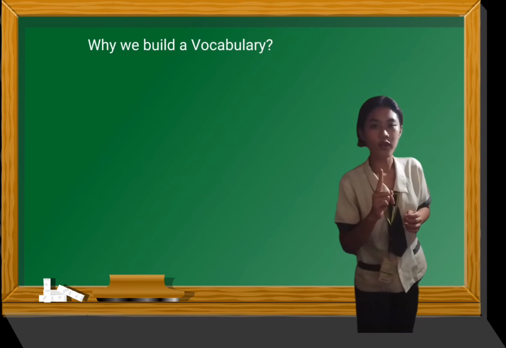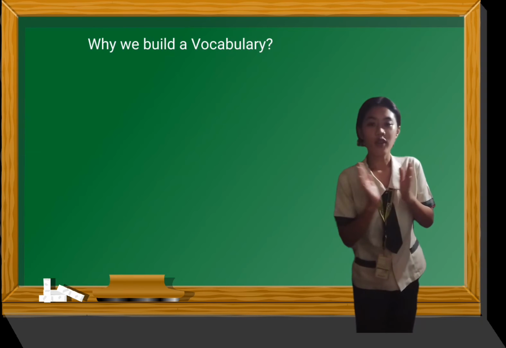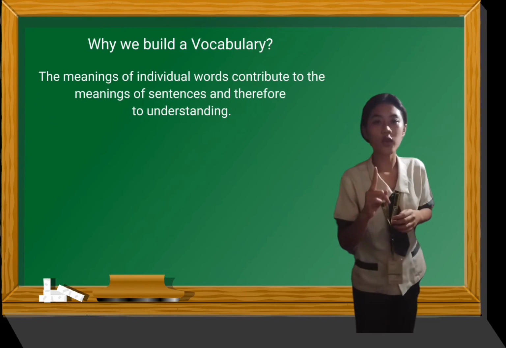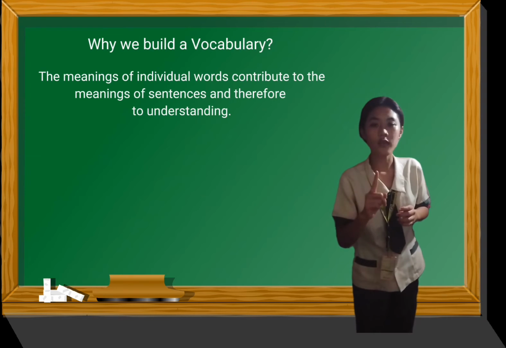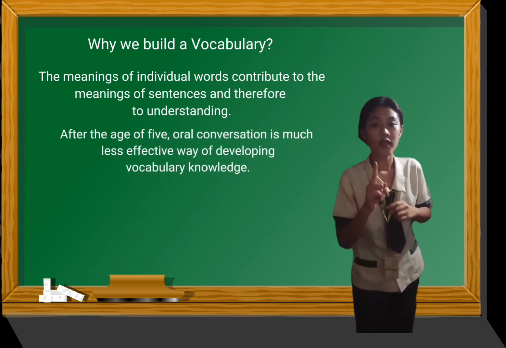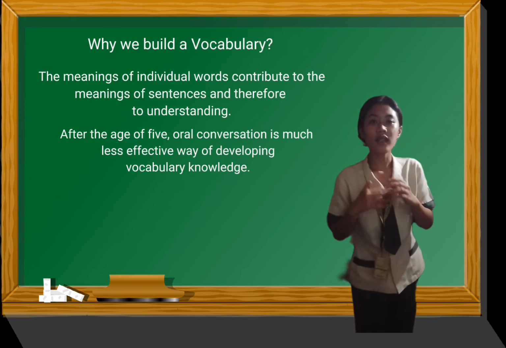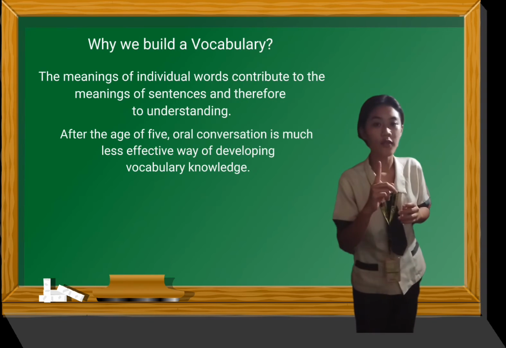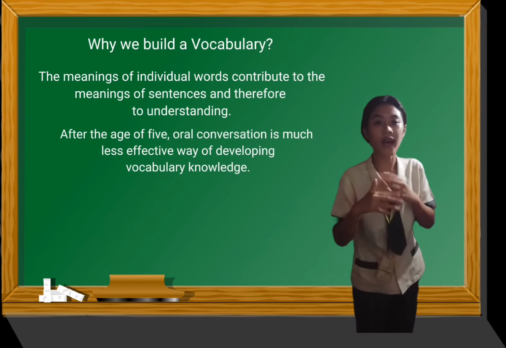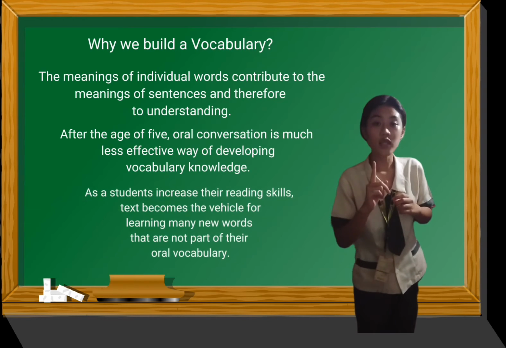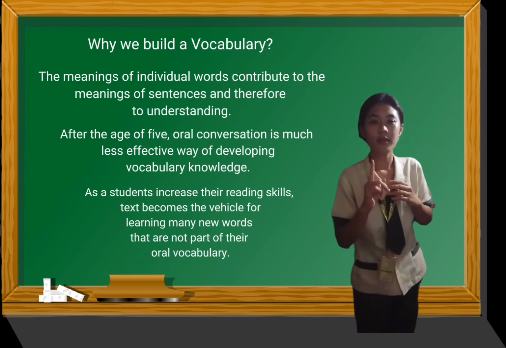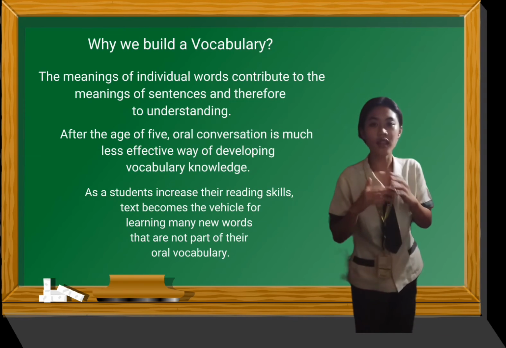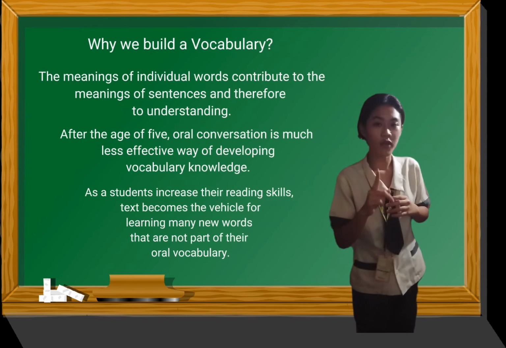We build a vocabulary. The meanings of individual words contribute to the meanings of sentences and therefore to understanding. After the age of 5, oral conversation is a much less effective way of developing vocabulary knowledge. As students increase their reading skills, text becomes the vehicle for learning many new words that are not part of their oral vocabulary.